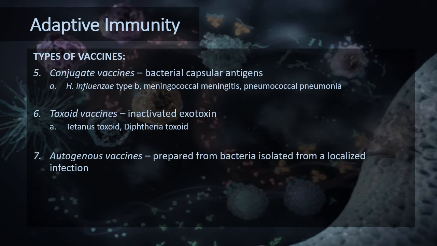And lastly, we have the autogenous vaccines. This type of vaccine is prepared from a bacteria isolated from a local infection and injected to the same person to produce more antibodies.